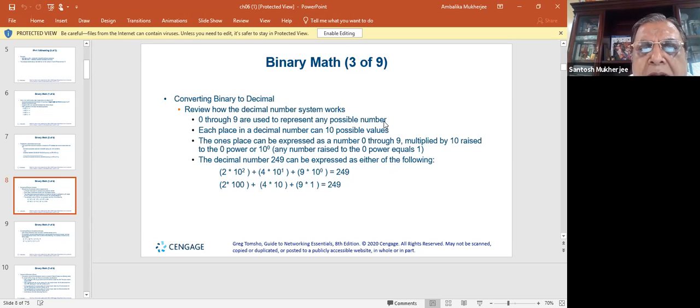See how it is expressed. 2 into 10 to the power 2. What does 10 to the power 2 mean? 10 into 10 is equal to 100. So 100 into 2 gives you 200. So the decimal number 249 can be expressed as follows: 2 into 10 to the power 2, and 10 to the power 2 means 100.